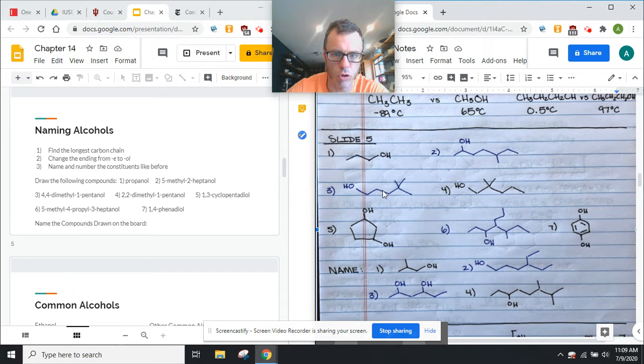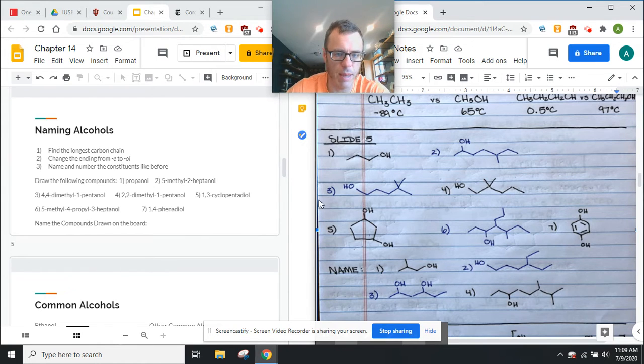So we have 1, 2, 3, 4, 5 carbons. The OH group is on carbon number 1, and there are 2 methyl groups on carbon number 4. Down here, we get 2,2-dimethyl 1-pentanol. So you could see the difference: 4,4-dimethyl, 2,2-dimethyl. Start counting down here.